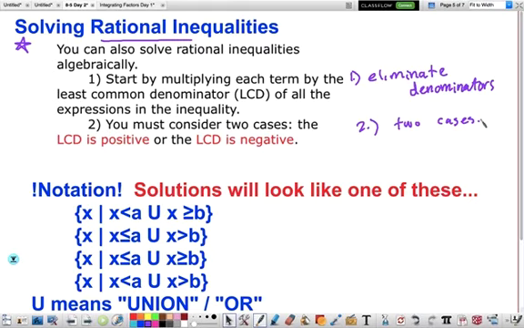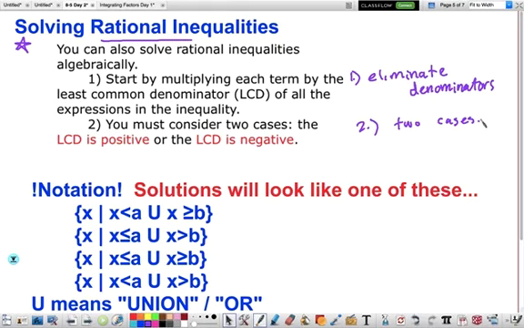There's 2 cases, which means you're probably going to get 2 different sets of solutions. So you see this U here? This means or. So it's either going to be that x is less than something, or x is greater than something. That's going to be your complete solution set. So this reads, set of x's such that x is less than a, or x is greater than or equal to b. This is just one of 4 examples, right?